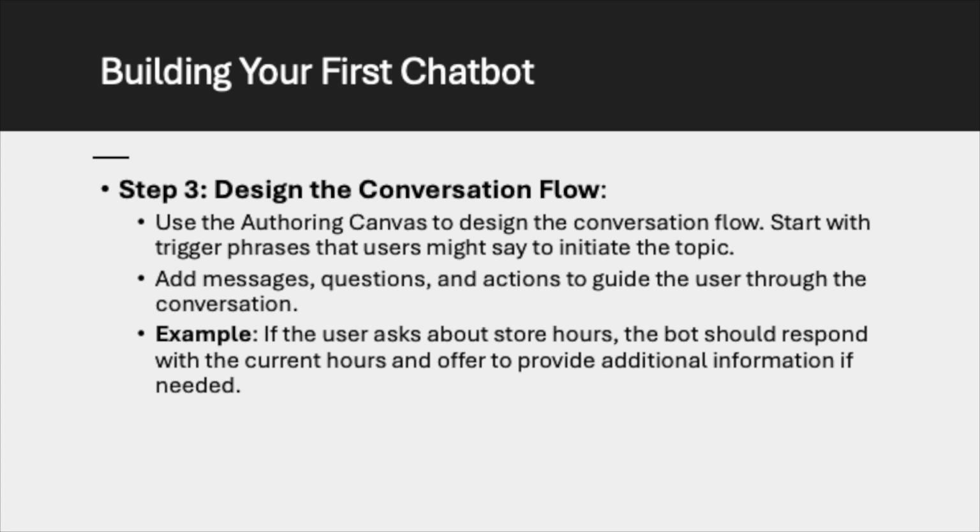Step 3. Design the conversation flow. Use the authoring canvas to design the conversation flow. Start with triggers, phrases that users might say to initiate the topic. Add messages, questions, and actions to guide the user through the conversation. Example is if the user asks about store hours, the bot should respond with the current hours and offer to provide additional information if needed.